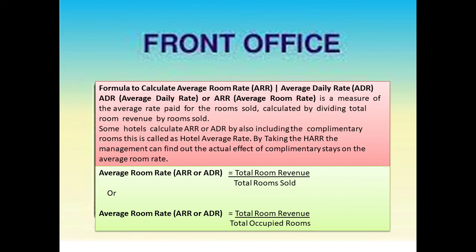This is called the hotel average rate. By taking the HARR, the management can find out the actual effect of complementary stays on the average room rate. Average room rate or ARR or ADR is equal to the total room revenue over the total rooms sold, or average room rate or ARR or ADR is equal to total room revenue over the total occupied rooms.